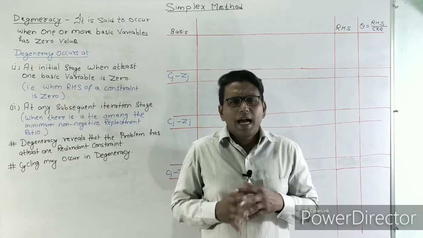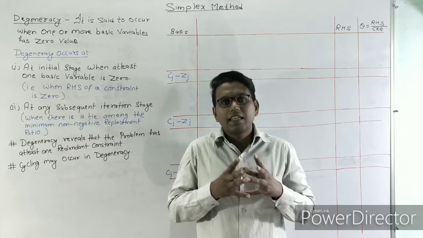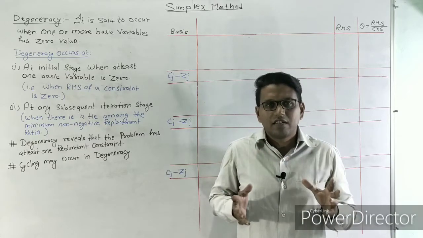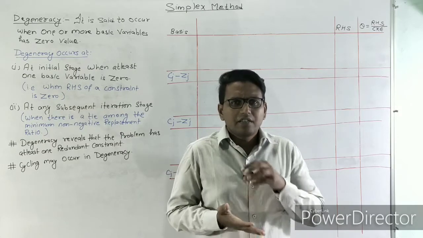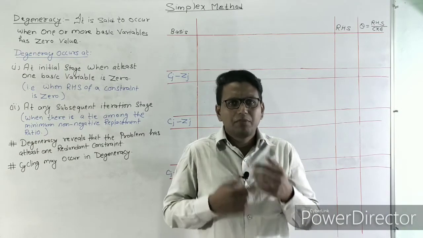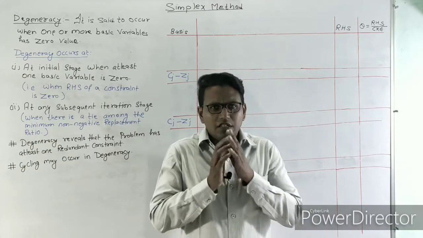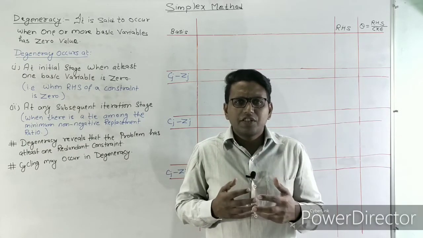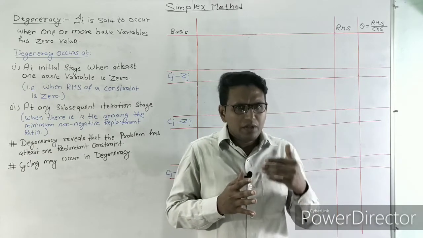So today I came here with a very interesting topic, that is degeneracy in linear programming. So let us understand what degeneracy is. Degeneracy is basically a state in a problem where after iteration our objective function does not improve. We'll see how it happens.